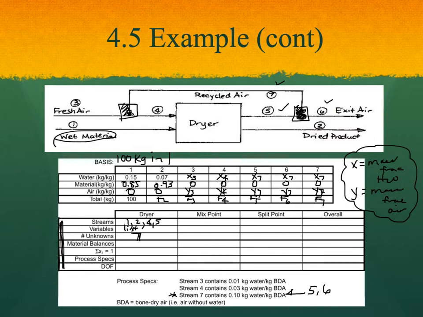Now what material balances do I have? I can do a material balance here on the material, the solid material, the water, and the air. So I have 3 material balances. And sum of x, I look in each stream and see if I have unknown x or compositions. Not here, not here. I do there, so 1. I do here, so 2.